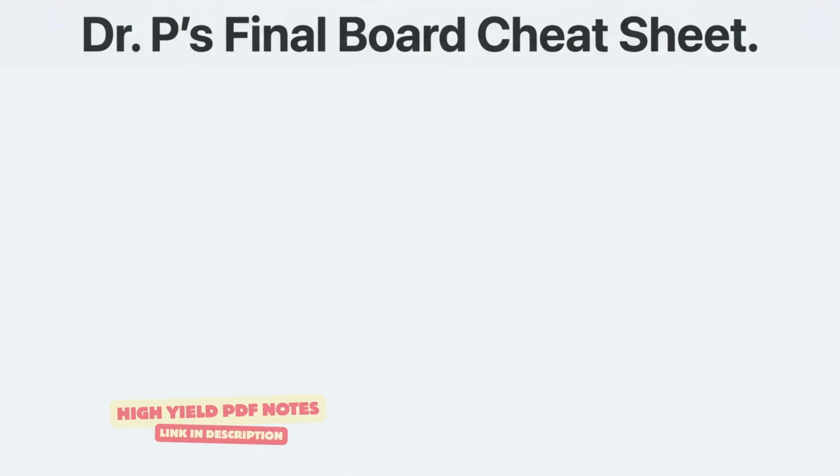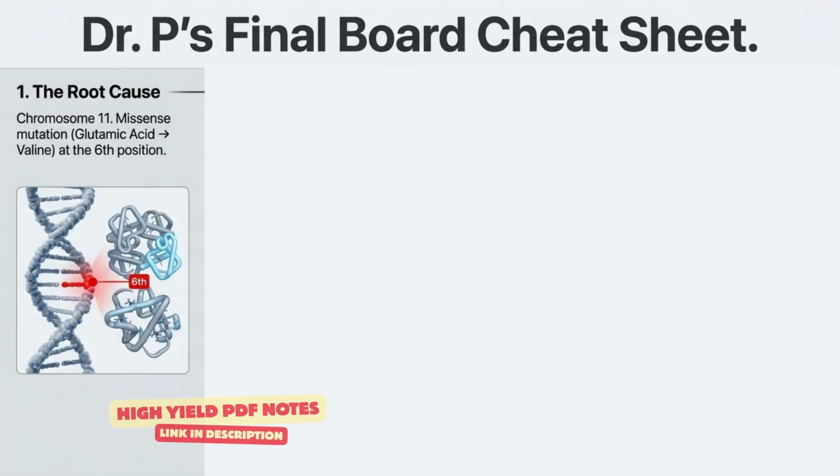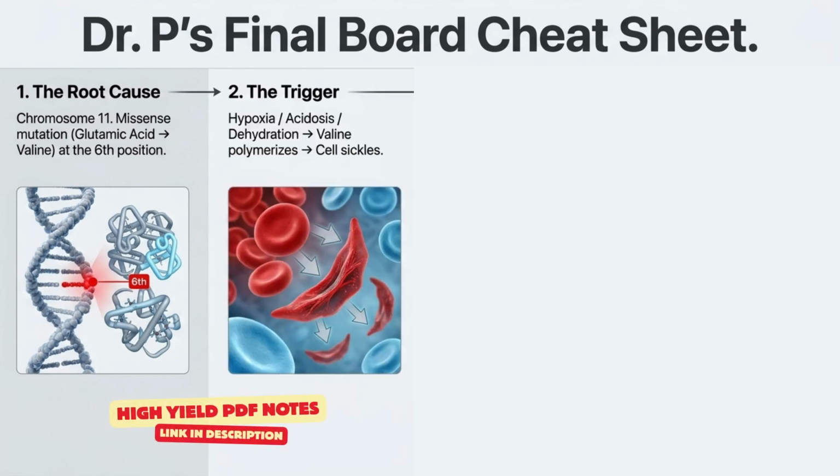Let's wrap this masterclass with my final cheat sheet. First, the root cause, chromosome 11, missense mutation of glutamic acid to valine at the 6th position. Second, the trigger, hypoxia, acidosis or dehydration forces valine to polymerize and the cell sickles.